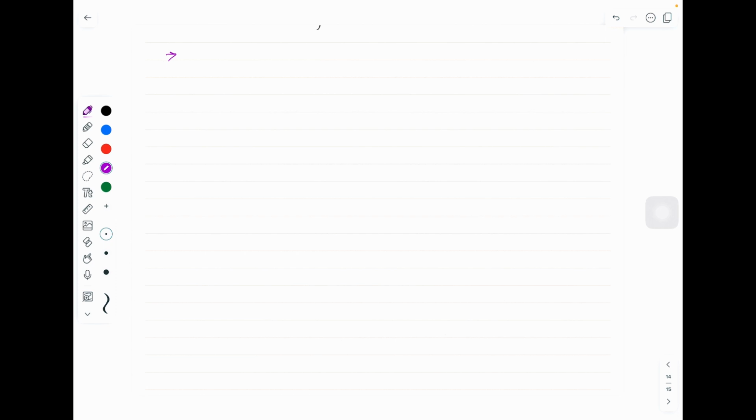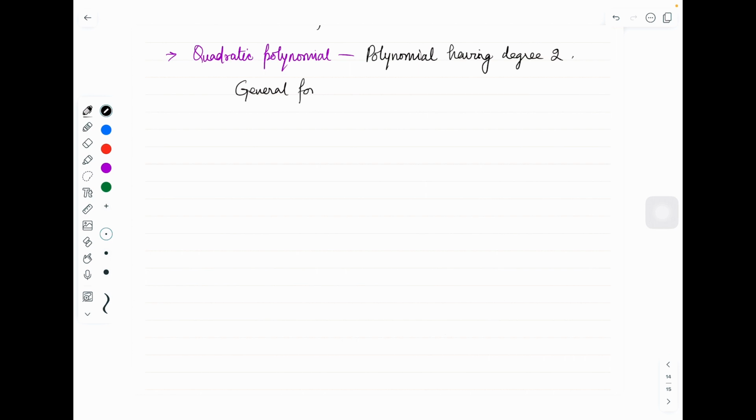Second is quadratic polynomial. Quadratic polynomial. Polynomial having degree, what? Having degree 2. Okay. General form I am writing first. General form is ax square plus bx plus c. Okay. Where a, b, c are what? a, b, c are constants. Understood? And a cannot be equal to 0.